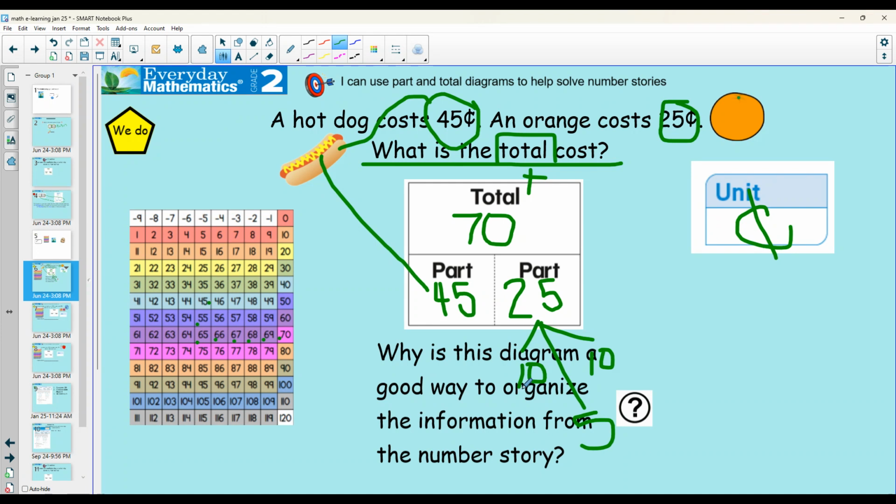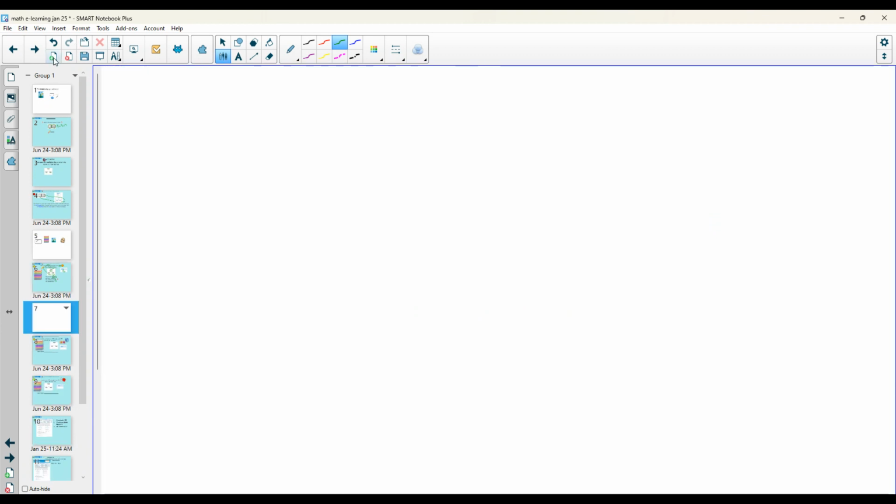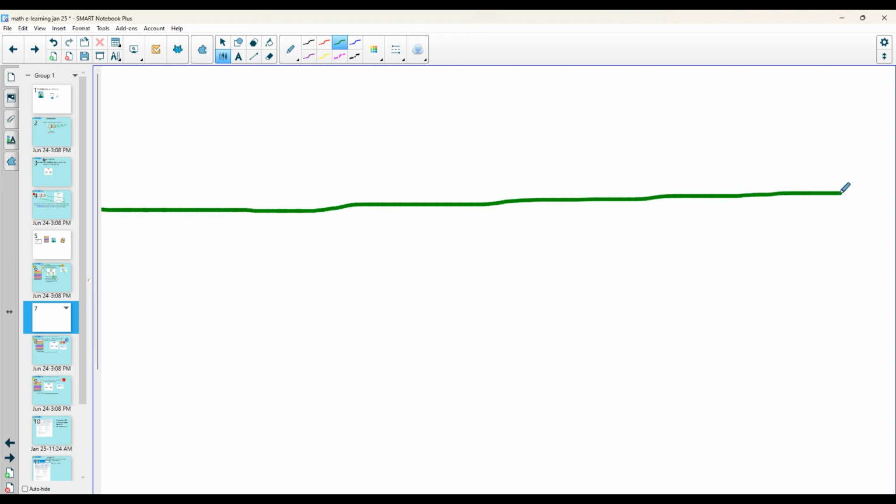Let's try another one. I'm going to have you do a little more of it this time. Now, on your slate, you can easily make a part total box. You go like this. Kind of leave a little room at the top for the total. You just draw a line straight across. Then you go to the middle of that line, but you don't start at the top. You got to start right here. And you go down.